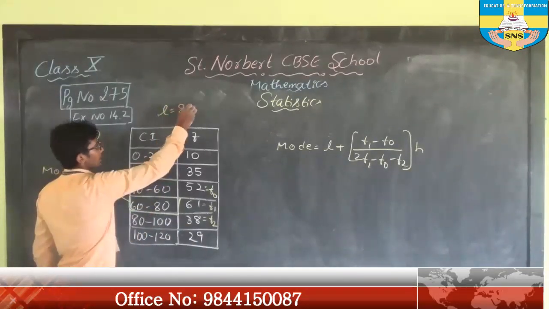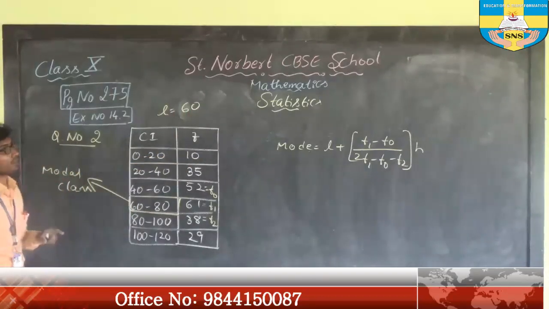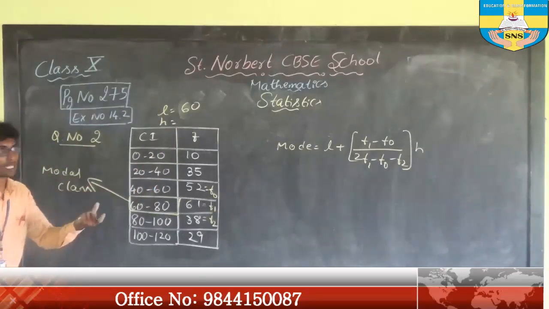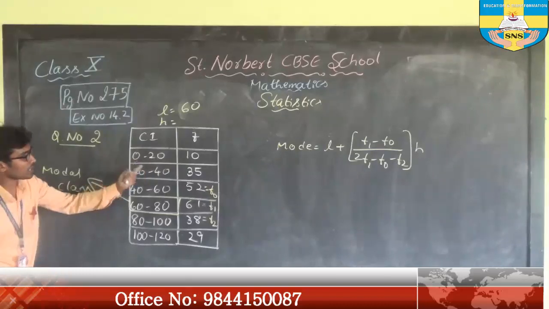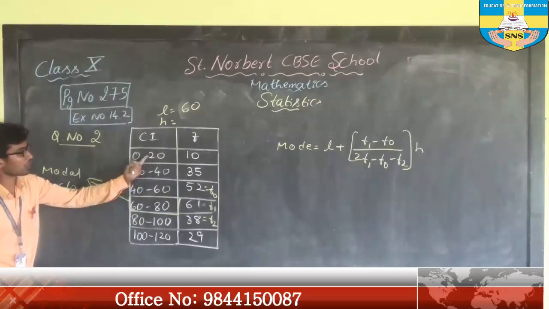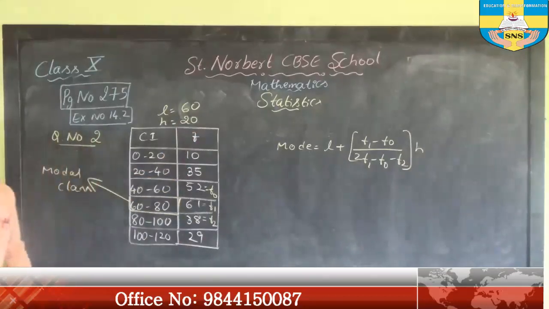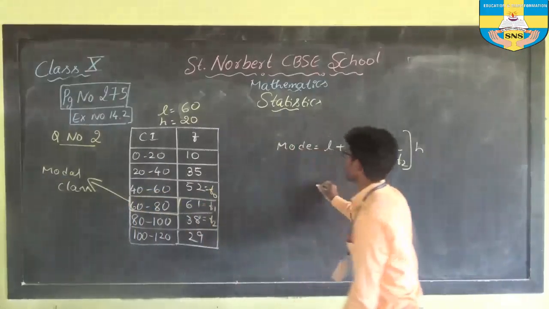Therefore, L will be the lower limit of the modal class, 60. Then can you guess what is the value of H? H is the class size. So the class size, how many elements are present in every class interval? You can easily observe there are 20 numbers. 20 minus 0, that is nothing but 20. So the value of H is 20. How are we going to solve? Now let us come to the calculation part.